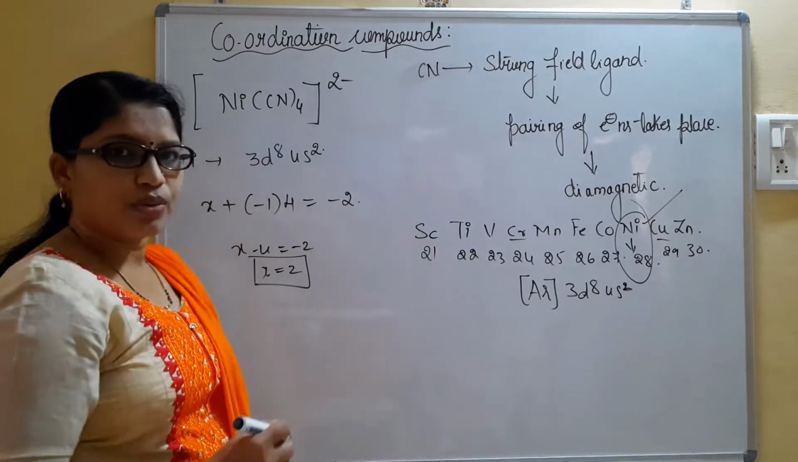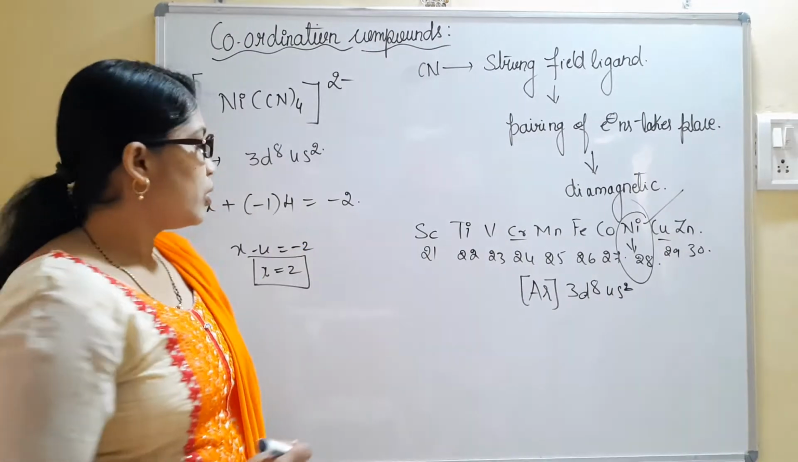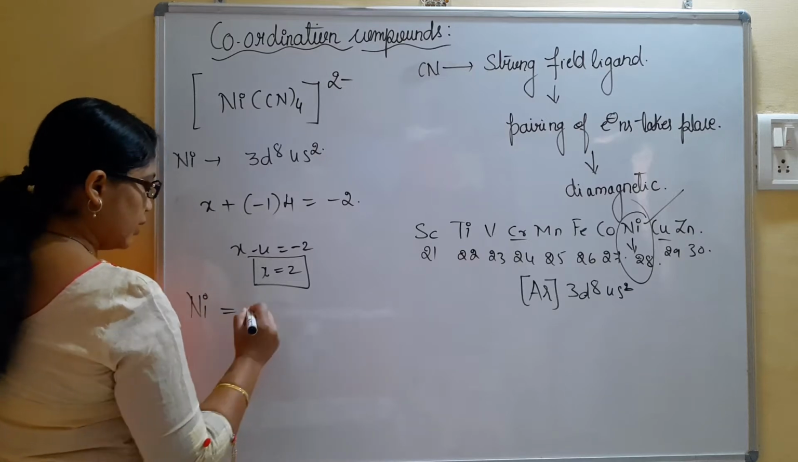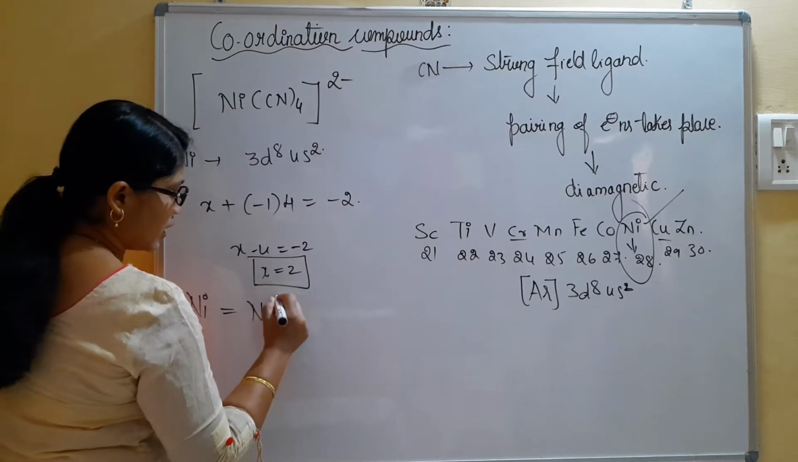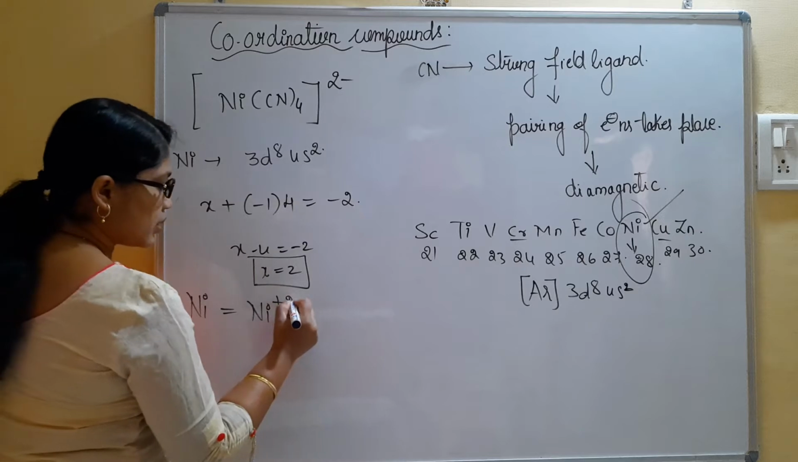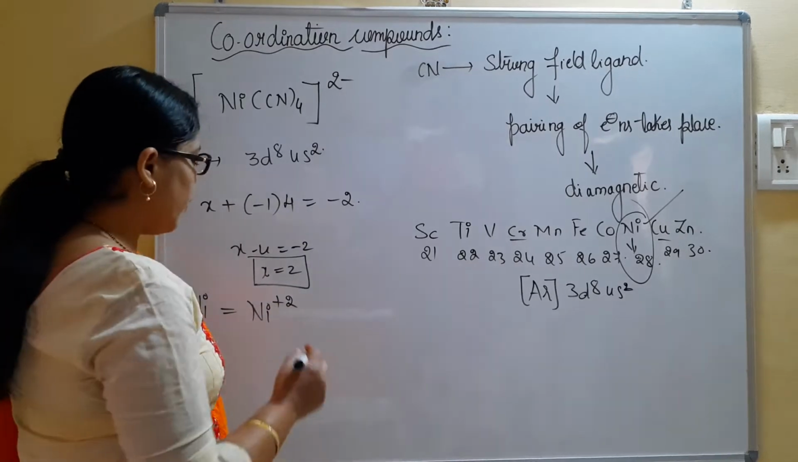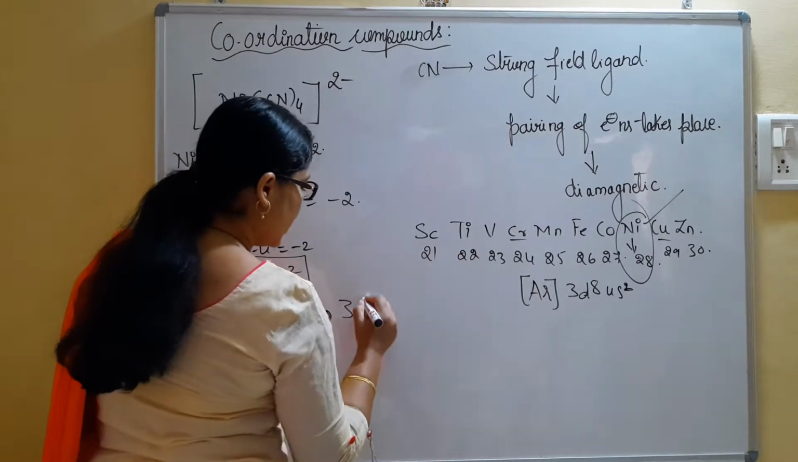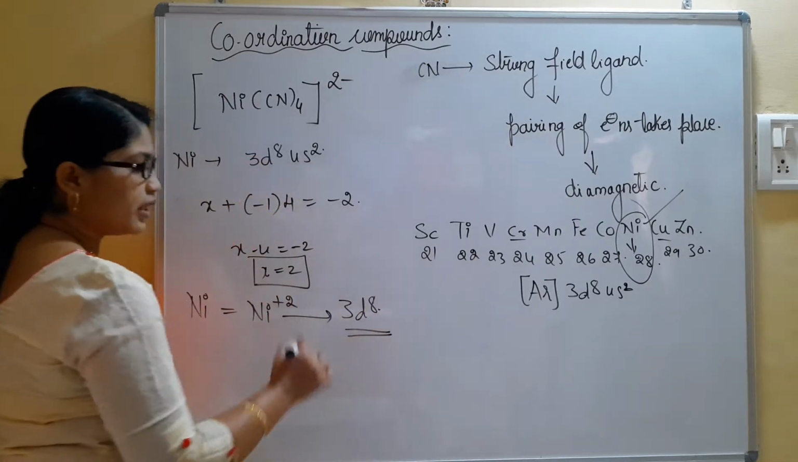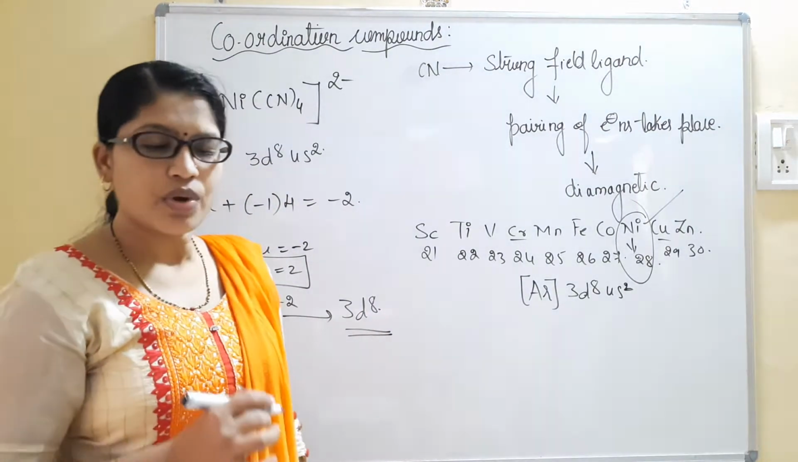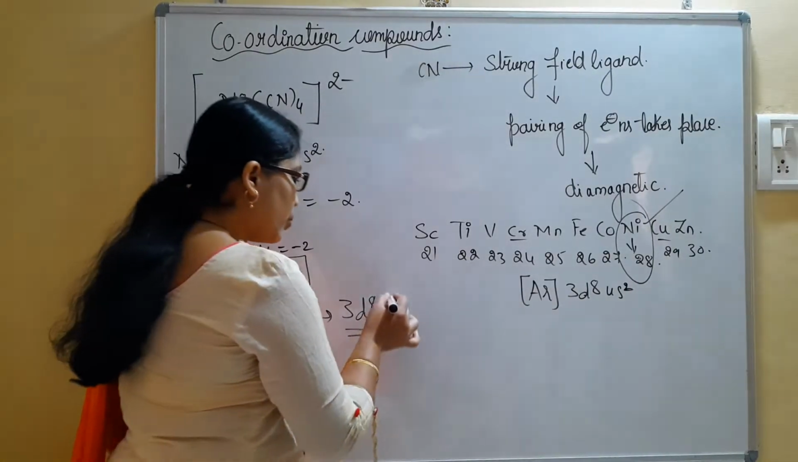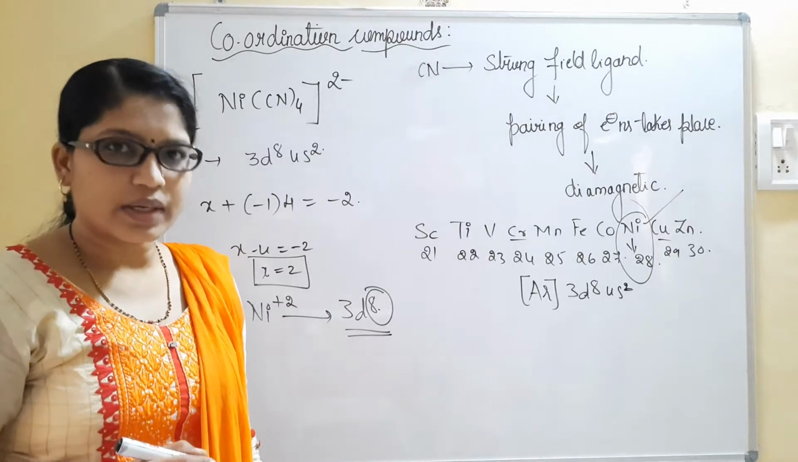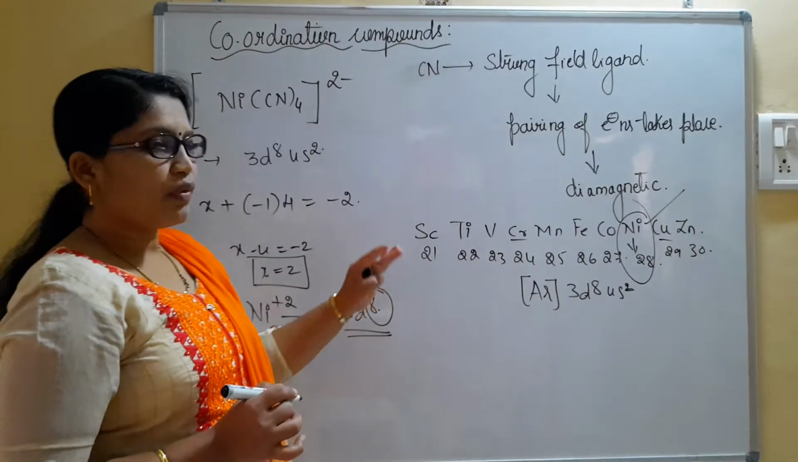So like this we need to do the calculation. So nickel is present in the +2 oxidation state in this coordination complex. If it is present in the +2 oxidation state, we need to consider the argon 3d8 configuration itself. That means only 8 electrons are supposed to be arranged in the d orbital. So this is all about the very basic thing.